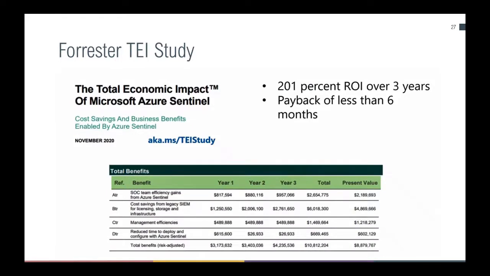I would also like to mention that Forrester just released a new study about Azure Sentinel efficiency, which addresses the cost savings and business benefits of adopting Azure Sentinel as your cloud-native SIEM solution. I highly encourage you to check it out. This is huge. The link to download this study is shown on the slide, aka.ms/TEI study. A Gartner report is also coming very soon. Many customers have asked about it, so stay tuned.